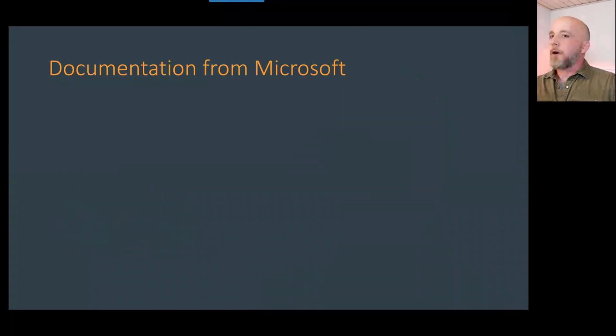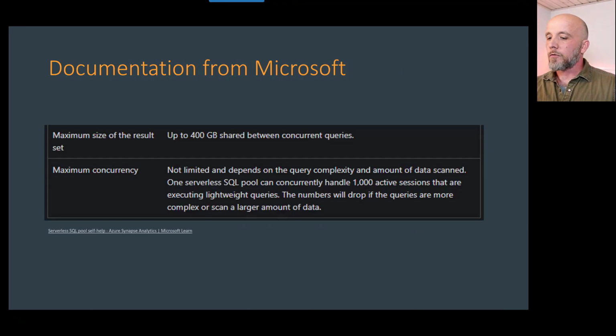So the documentation from Microsoft, what does this say to us? First of all, it says you are only allowed 400 gigabytes of data in the resource sets between concurrent queries. What does that mean to us? Well, if you have a parallel loading data warehouse and want to read in your data as fast as possible, make sure to remember that you might have to wait for the loading if your total amount of loaded data is larger than 400 gigabytes.